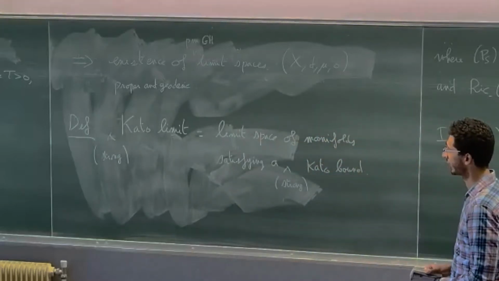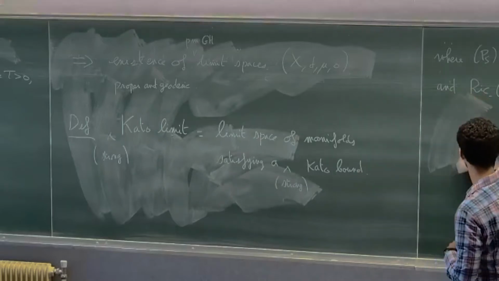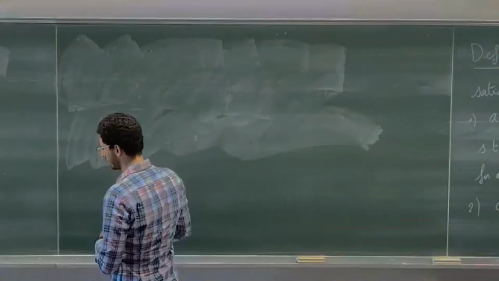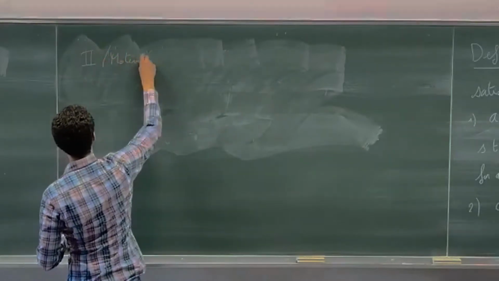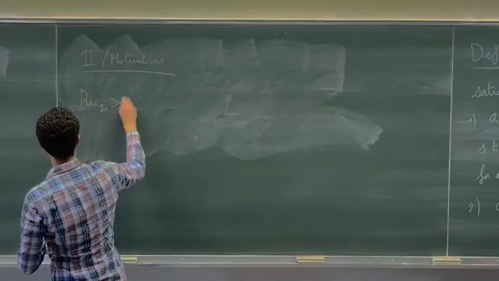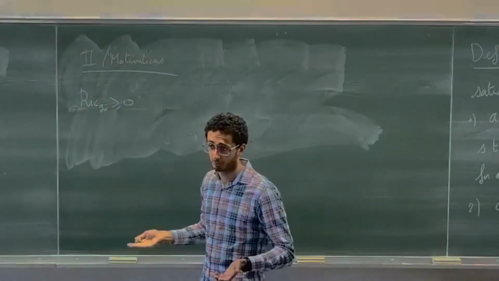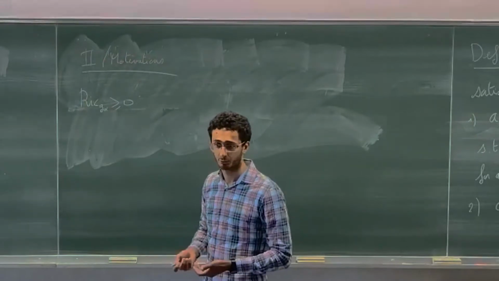So now, why study these spaces? Why are they interesting? First, I've erased the quantity KT, but if you consider manifolds with non-negative Ricci curvature, then the negative part of the Ricci curvature is 0. And so the sequence satisfies a trivial strong Kato bound.